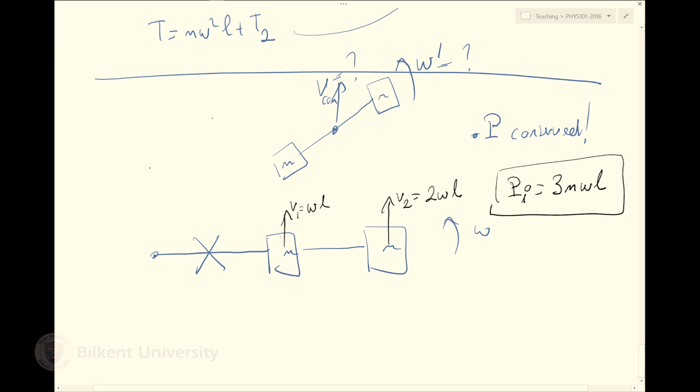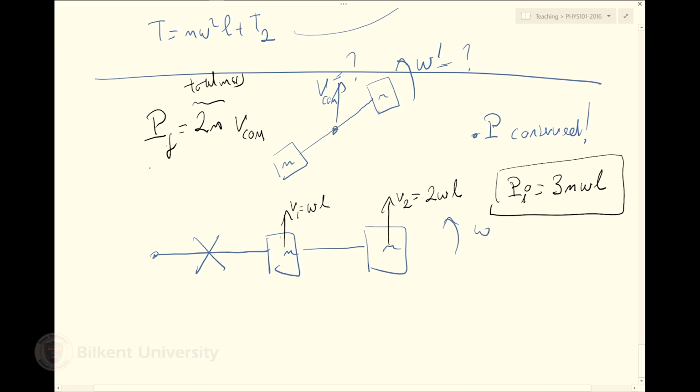How about the momentum anytime after that? How can I write it? Remember, momentum of a system was total mass of the system, right? Total mass of the system is 2m times the center of mass velocity, v center of mass, right?